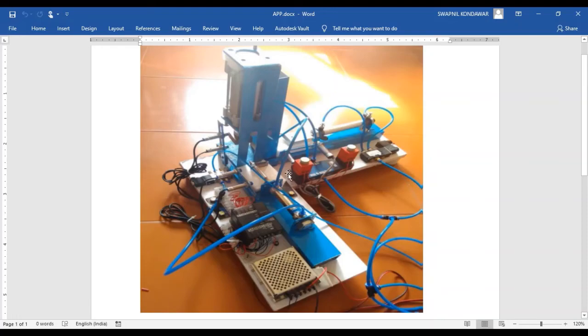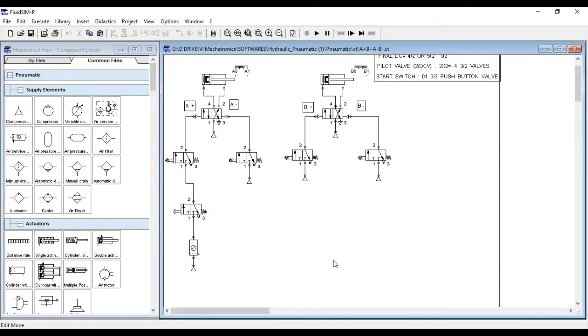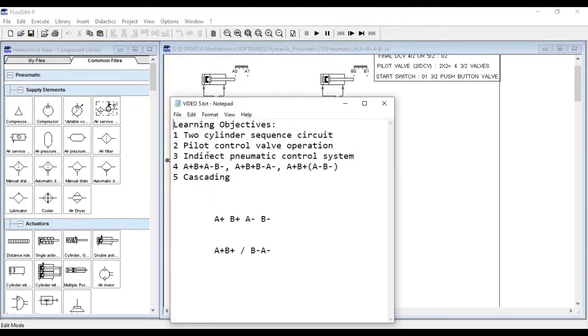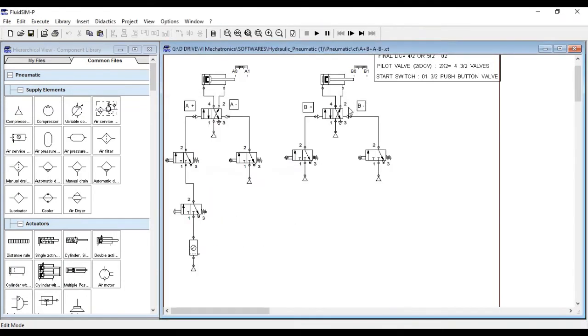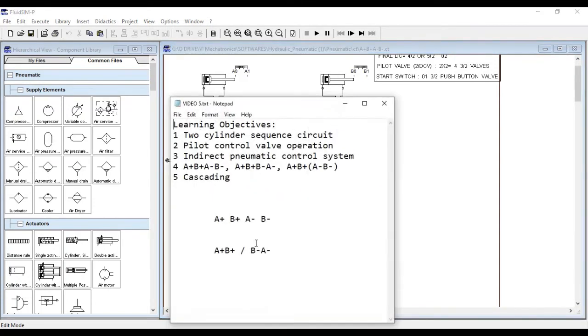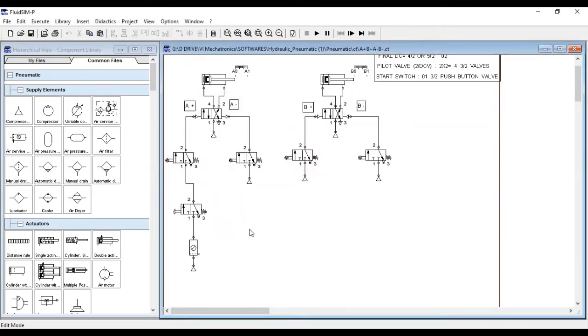So let's see how this circuit can be prepared. The most important part in this sequencing is our next objective, two cylinder sequence circuit pilot control valve operation. Yes, we have to understand what pilot operation is, because till now we have not explored this option. This is nothing but the actuation of valves with the help of a pilot signal. This pilot signal is nothing but compressed air, that is, a pneumatic air signal.